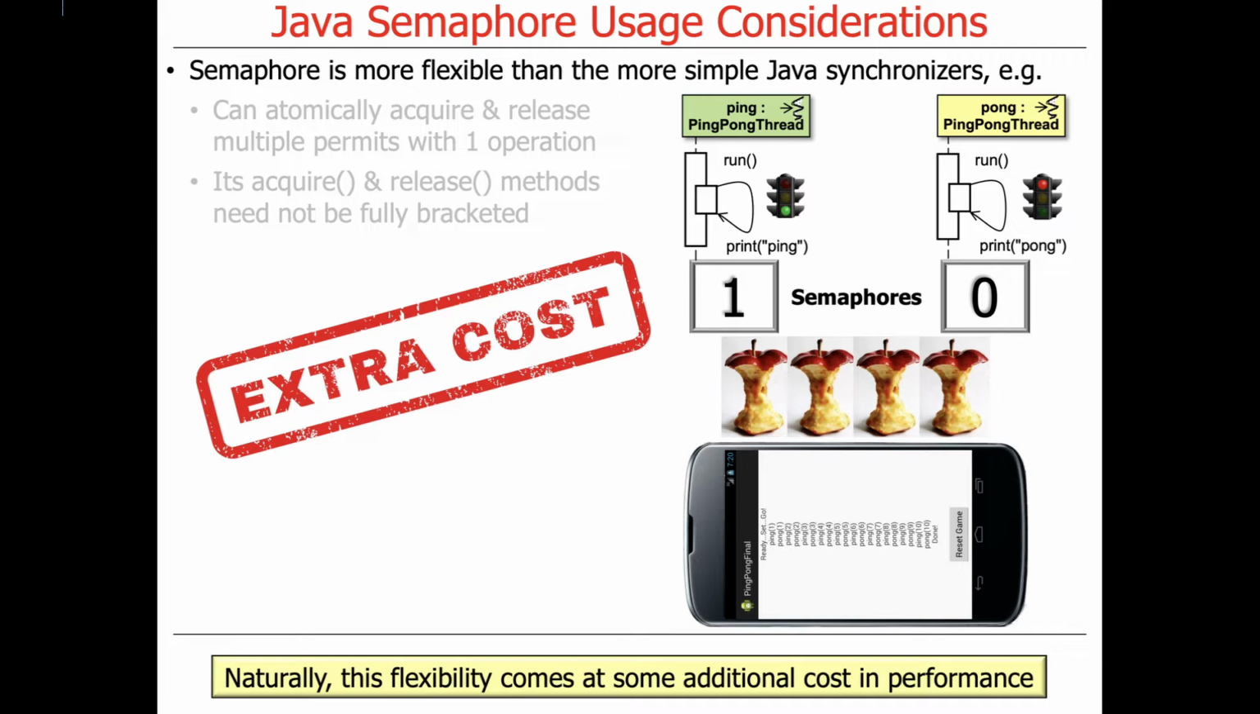Now, because Semaphore is more powerful, you should not be surprised that with this power comes greater overhead, to paraphrase Peter Parker's uncle or aunt, depending on which version of Spider-Man you watch. So the flexibility comes at some additional cost in performance. So if you're just trying to do very simple synchronization things like provide critical sections where code can't be interrupted by multiple threads running at the same time, stick with a simpler synchronizer like a reentrant lock or a synchronized statement. But if you need this additional flexibility, then Semaphore could be what you want to apply.